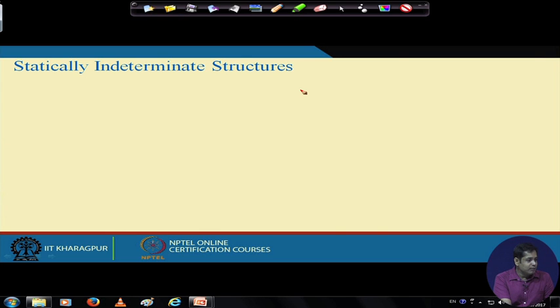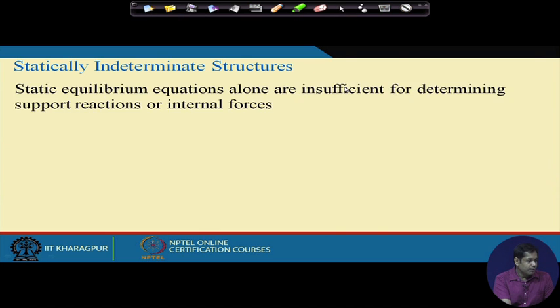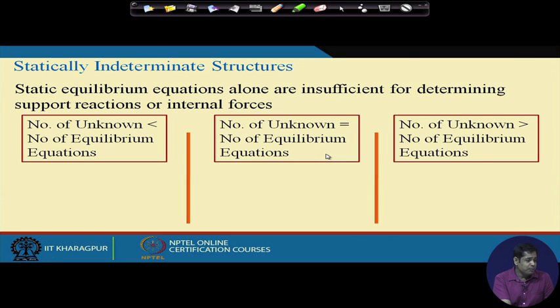Now, if I have to summarize the entire thing, the statically indeterminate structure is a structure where static equilibrium conditions alone are insufficient for determining support reactions or internal forces. Now, you see, you have two parameters here. One is the number of constraints or number of unknowns. In this case, the number of unknowns are reactions, but as I said, the number of unknowns could be internal forces as well, we will see later.